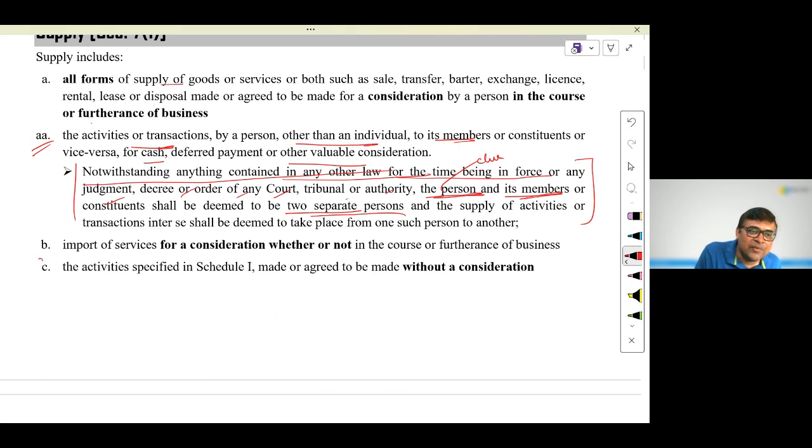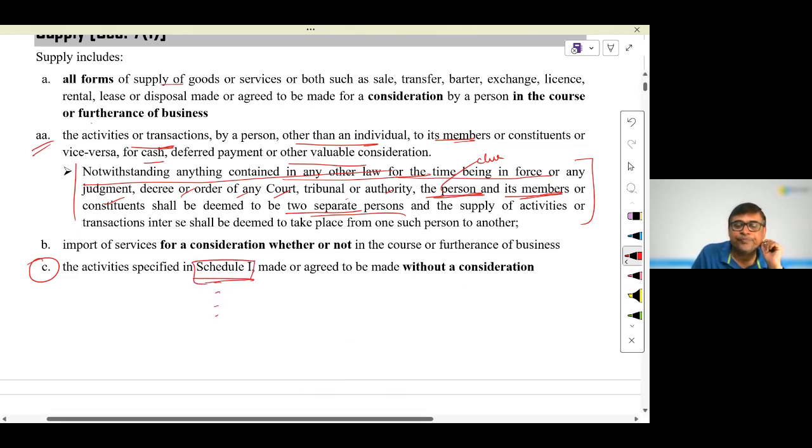Similarly, part C suggests that even though there are three requirements, supply of goods or services or both, consideration, and business in the course of furtherance of business, in case of certain transactions, even though there is no consideration, still it will be treated as supply. These types of activities are listed in Schedule 1. The activities specified in Schedule 1 are treated as supply, even though these transactions are made without a consideration.